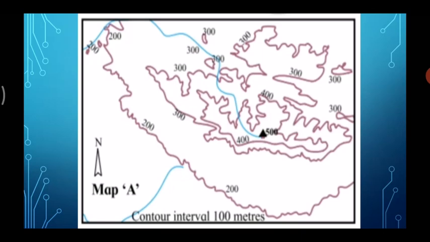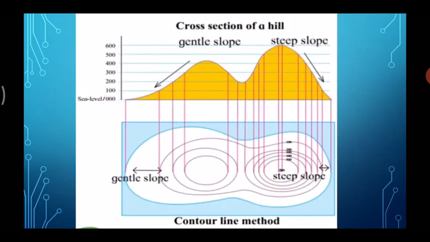It helps us to understand the slope of the land and the height of different places. Now, observe the given diagram. Note that when there is less distance between the contour lines, now, these are less distance. Can you see the circle which I have made? This is less distance between the contour lines.